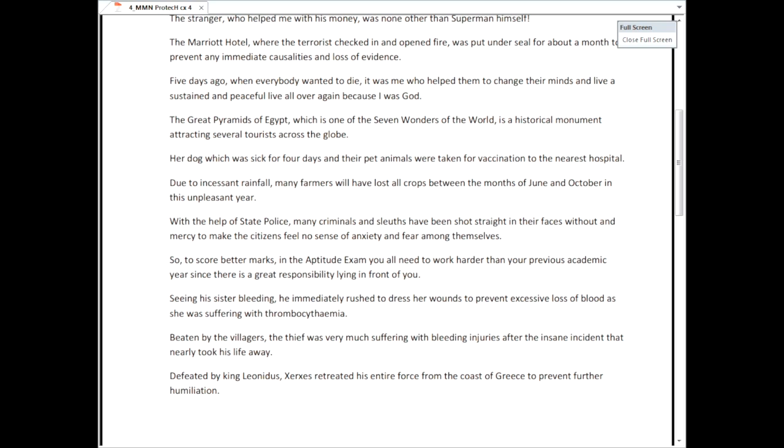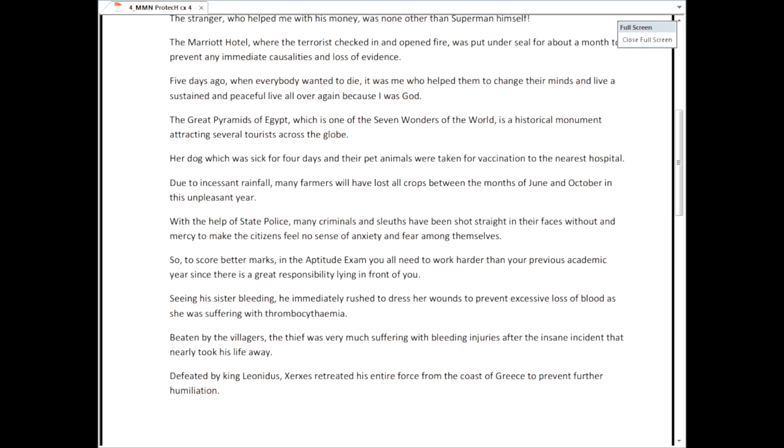Is a historical monument. See that. What is this historical monument doing? It is attracting several tourists. Right? From where? Across the globe. That is preposition and noun. So that's a noun binder segment. Okay. So do you see these details in your picture now?